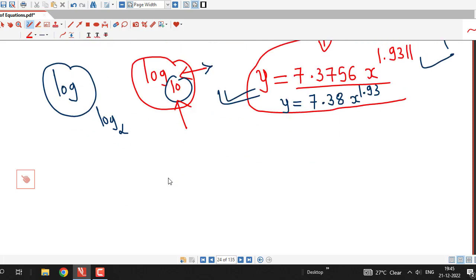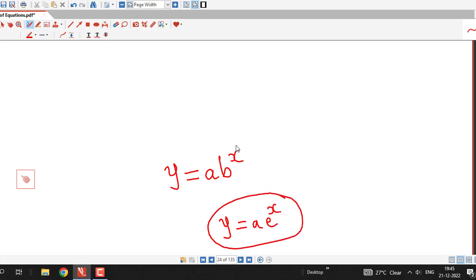So this is all about this session. In the next session we will discuss how to fit an exponential curve, that is y equal to a times b raised to x, or if we take b equal to e, y equal to a times e raised to x.